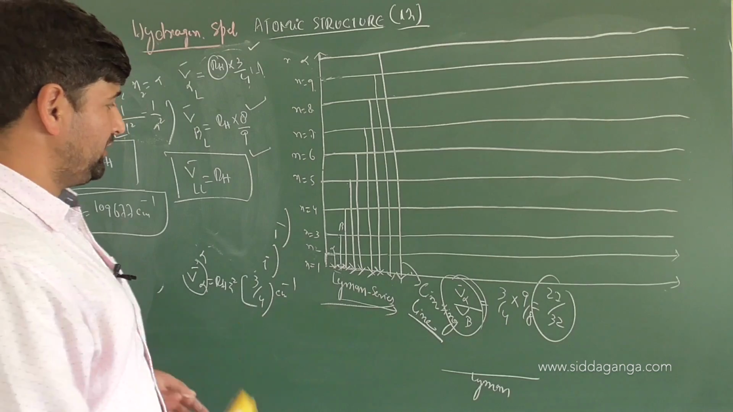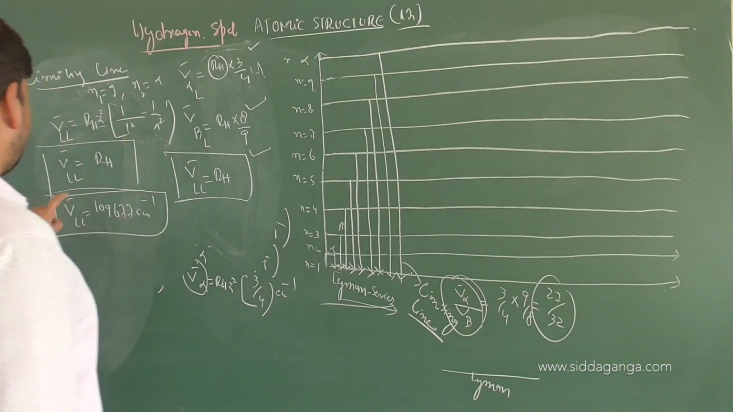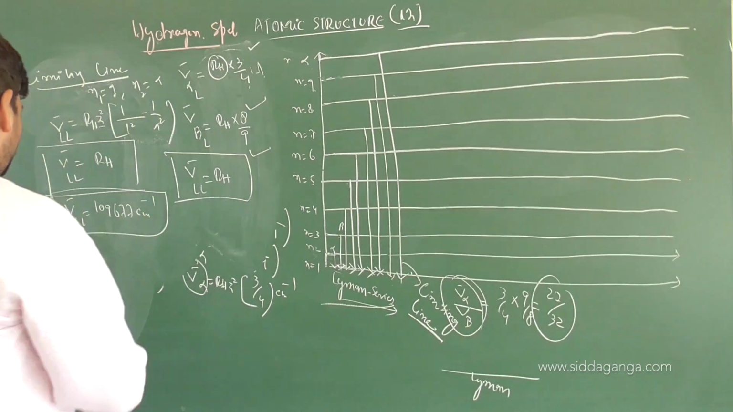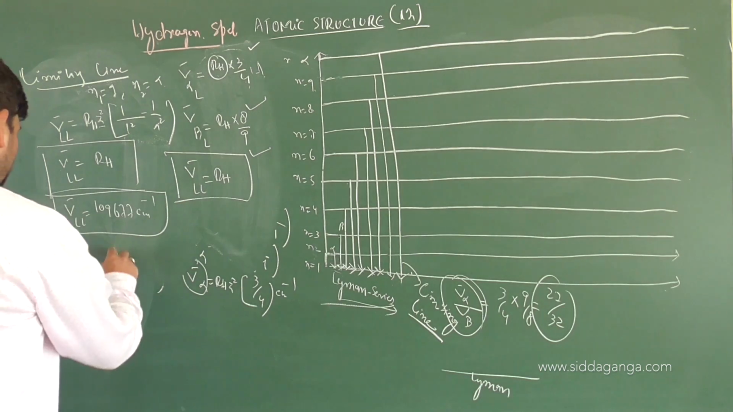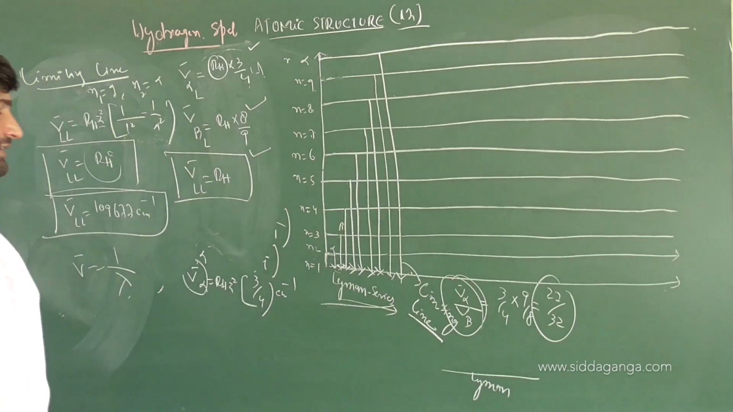Did you get the equations clear? So you can calculate what? Wave number also, wavelength also. Whatever the value of wave number you are getting from here, inverse to that will be wavelength, because wave number equals 1 by lambda. Instead of that you can write 1 by lambda, so the RH value will be inversed.